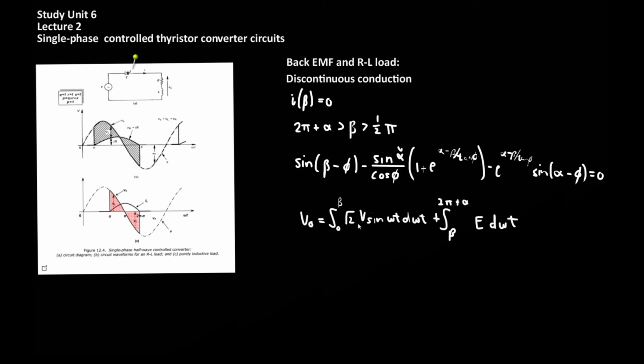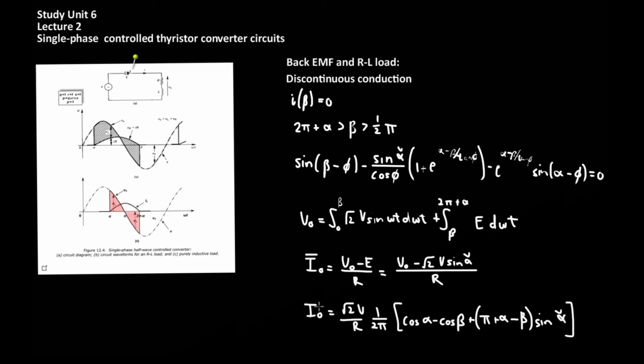Finally, during discontinuous conduction, in the presence of a back EMF, the back EMF must be accounted for in the output voltage equation. And this can be done with this expression here, where the output voltage is the input voltage between 0 and the extinction angle beta, plus whatever the contribution is from the back EMF from beta to 2 pi plus alpha. The average output current is given by the output voltage minus the back EMF divided by the output resistance, which can be expressed as VO minus root 2 V sine alpha hat over R.